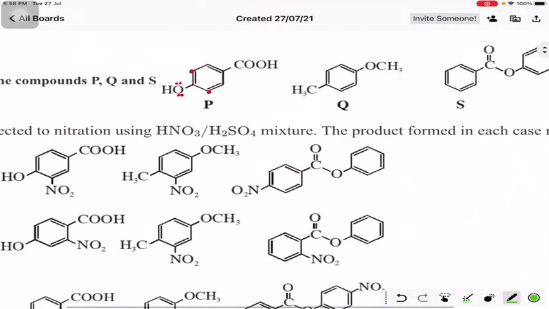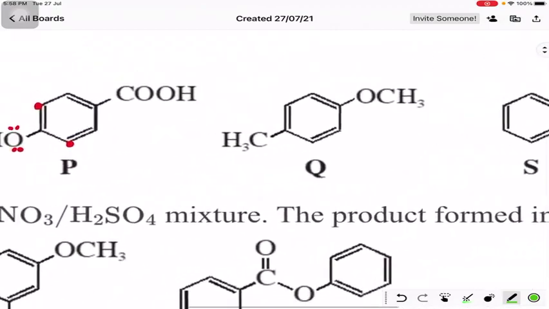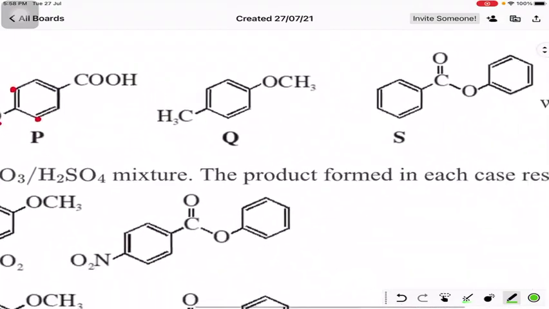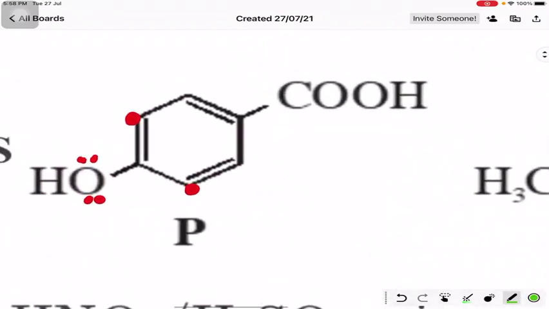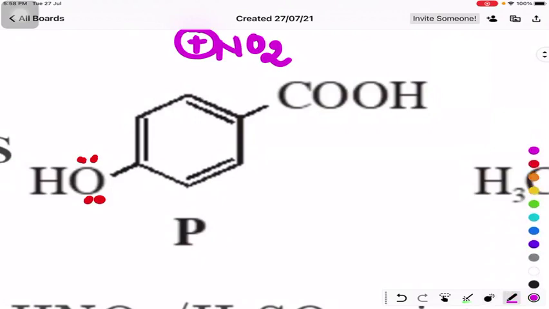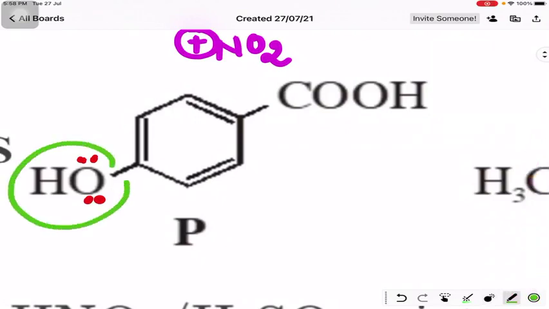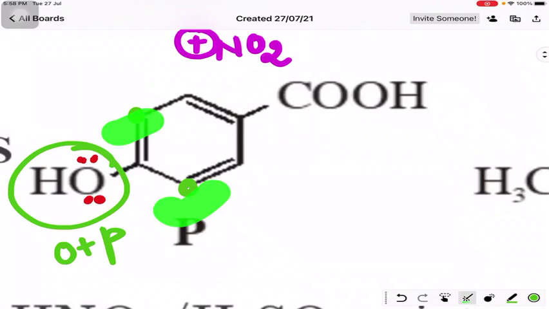Compound P, Q, S on nitration. So on nitration, which product is forming, which isomer? First we will consider P on nitration, because the attack is of an electrophile, the nitronium ion, so it will attack on the more electron rich group. First we will consider the OH group and the carboxylic group. OH is ortho-para directing in nature. Ortho-para means these are the positions where it can attack. Because para is already occupied, attack can occur on this position only.